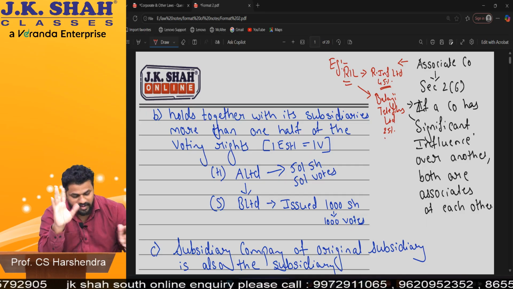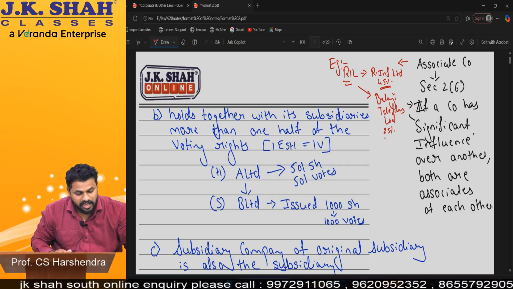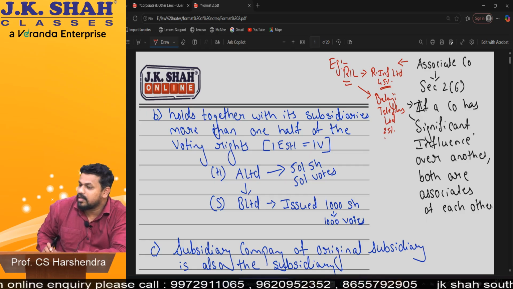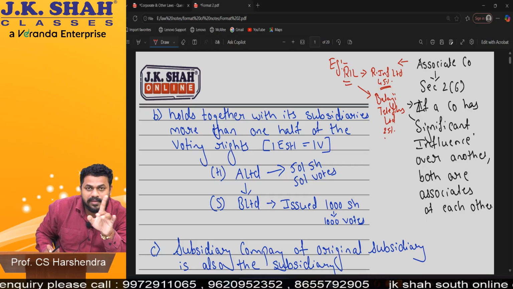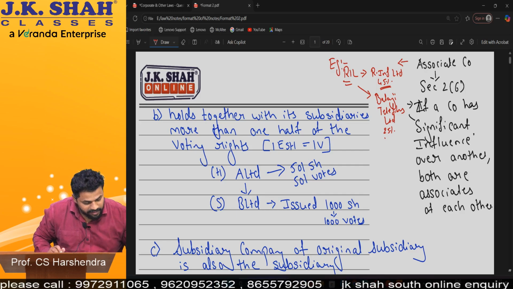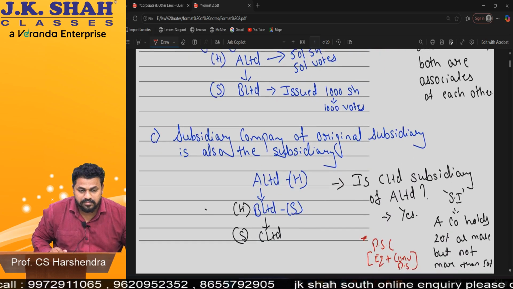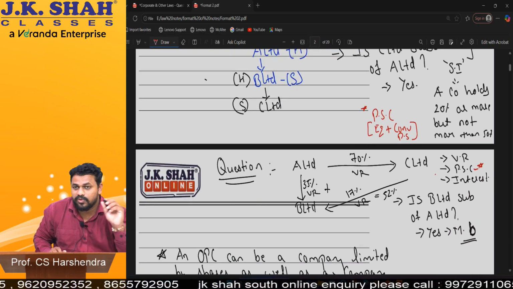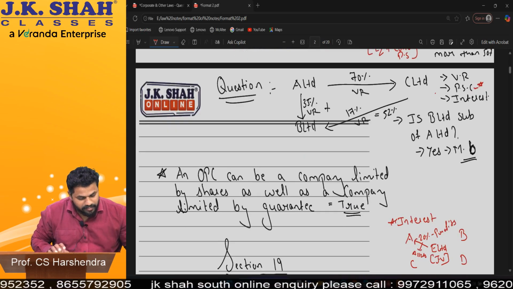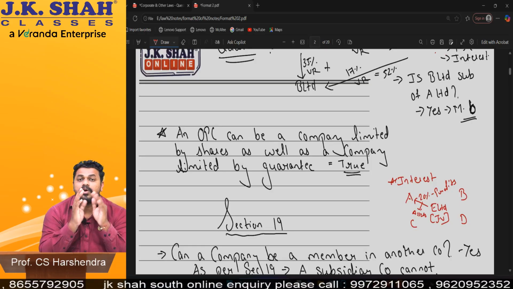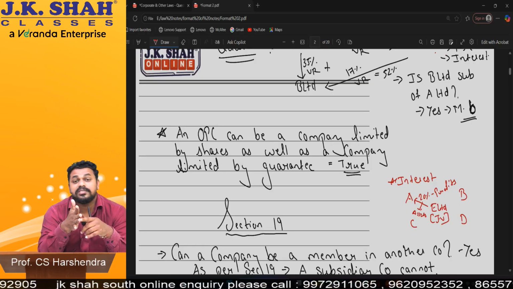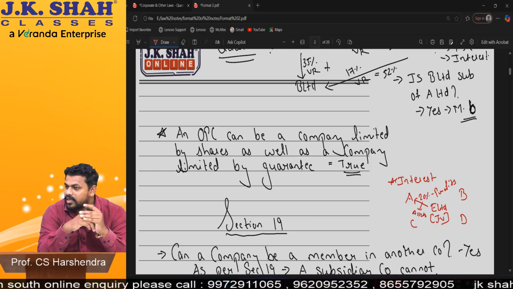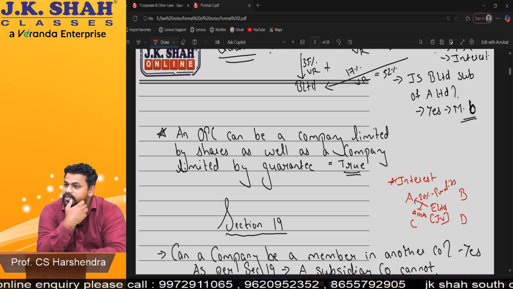Understood properly? Clear everyone? Yes. So these are associates. How much, beta? 20% or more, but not more than 50%. Clear? Online people, everyone understood? Anyone has doubt? Yes. Voting rights in paid up share capital, equity plus convertible, both you have to consider. So here we have completed, beta, what is holding company, what is subsidiary company, what is associate company. Am I clear with this? Everyone, give me a thumbs up if you have understood. Online people, give me a thumbs up.